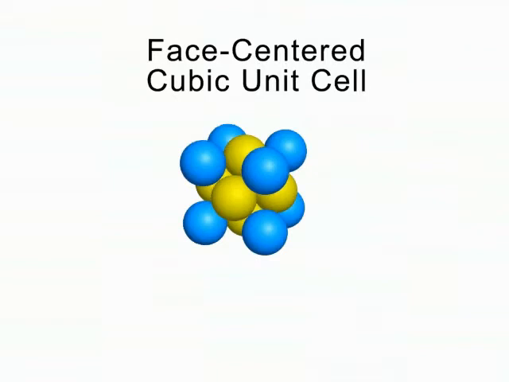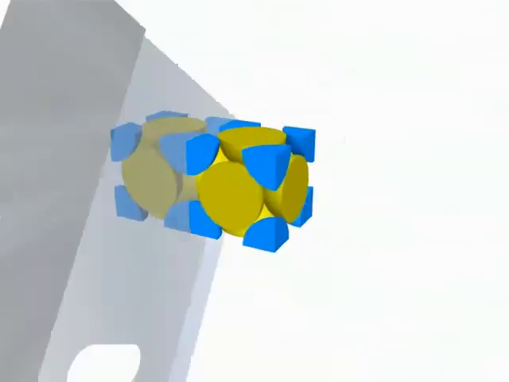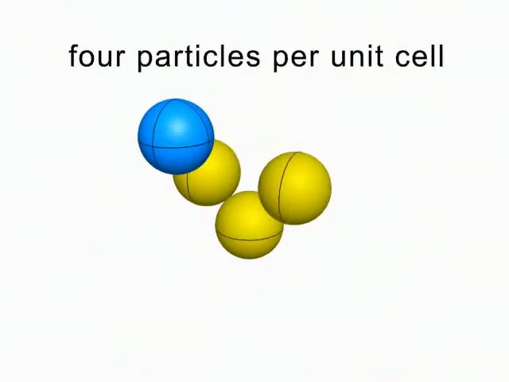The corner particles don't touch each other, but each corner does touch a particle in the face, and those in the faces touch each other as well. The actual unit cell consists of portions of particles at the corners and in the faces. 8/8 at the corners gives 1 particle, and half a particle in each of 6 faces gives 3 more, for a total of 4 particles.